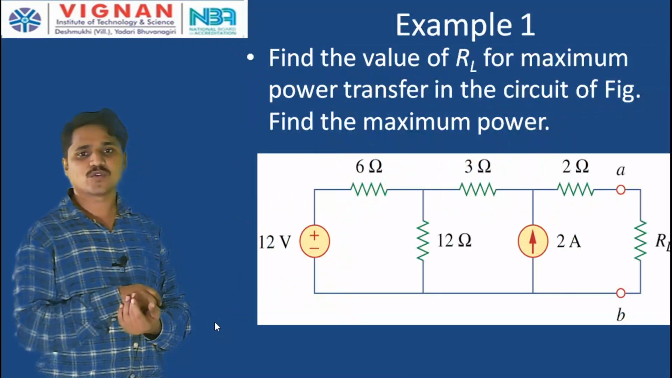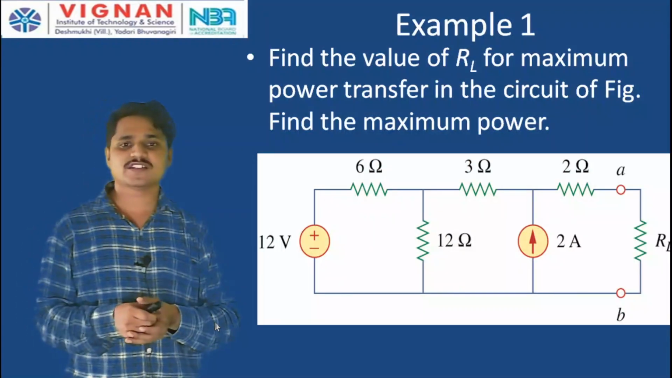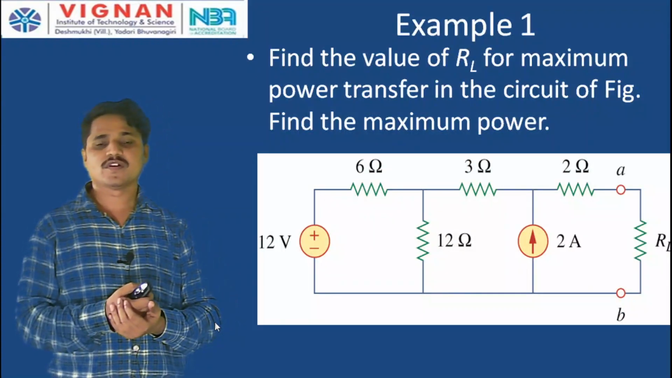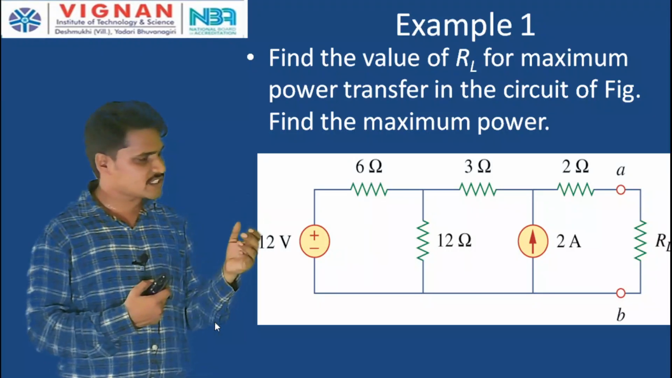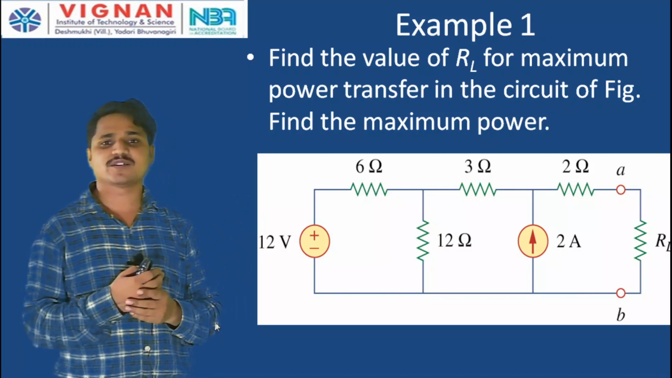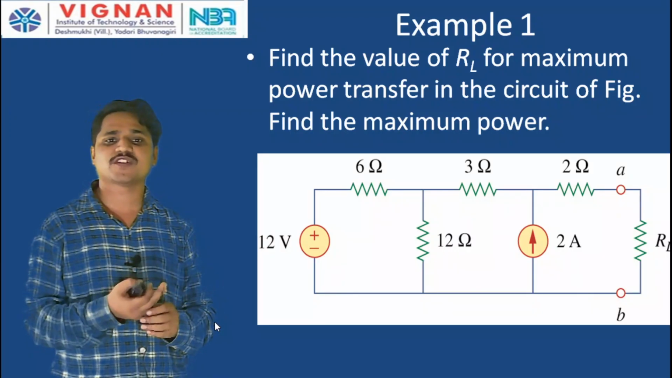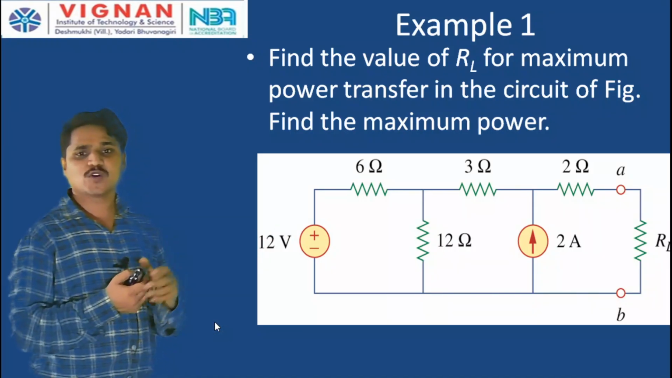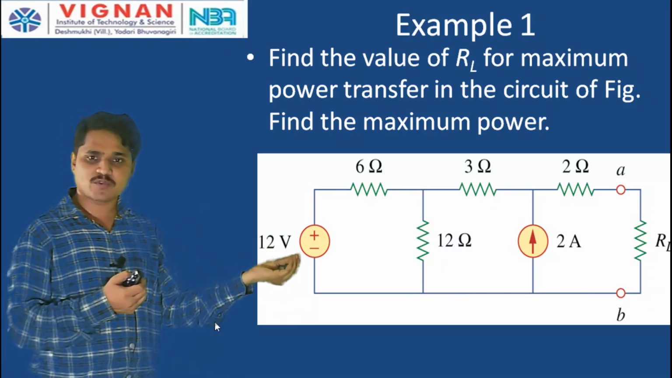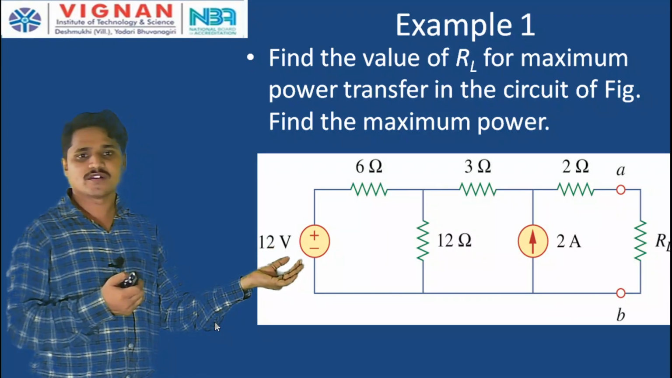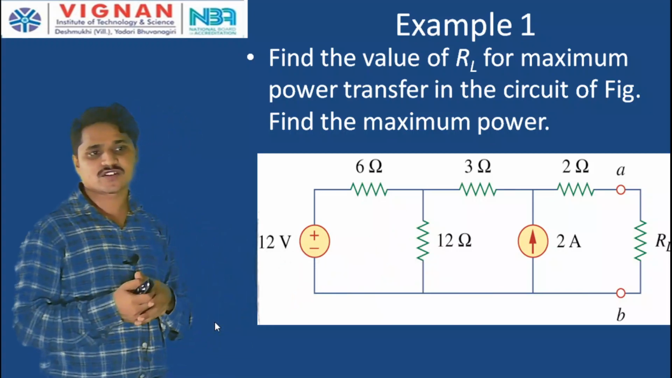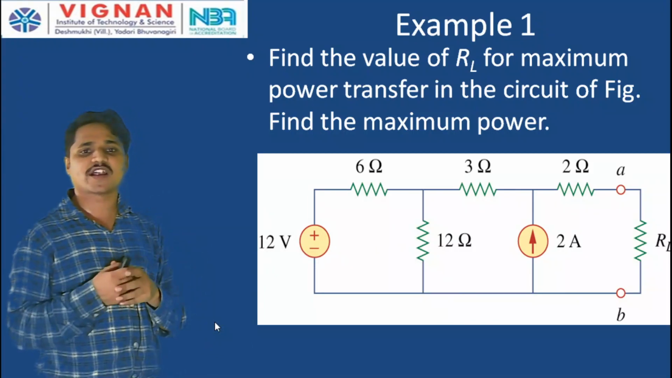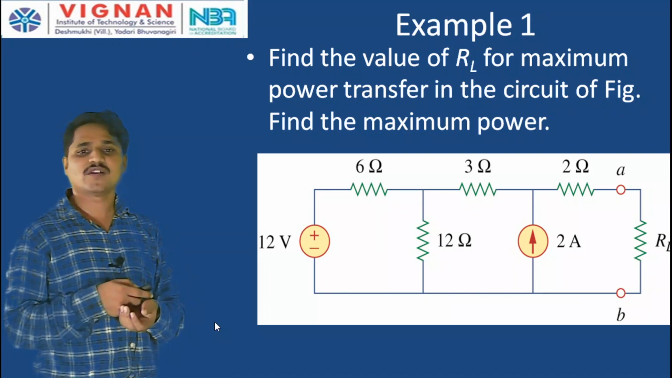Okay. So, let us solve one problem on this maximum power transfer theorem. Find the value of the load resistance RL for maximum power transfer, that is, for maximum power to be transferred from the 12 volt source and 2 ampere source to the load RL. So, what must be the value of this RL?